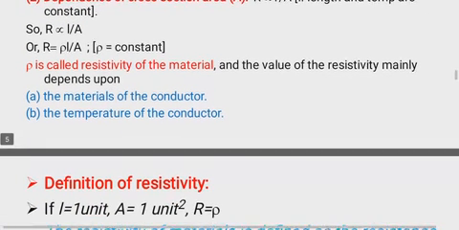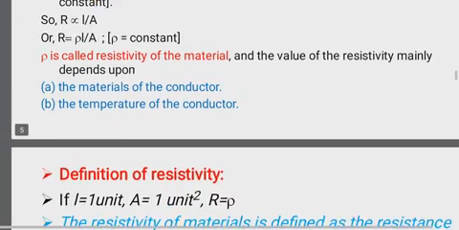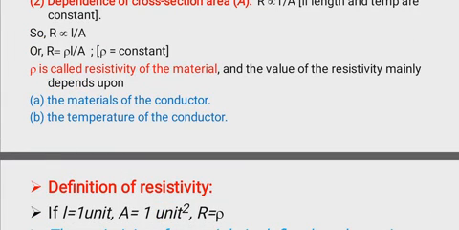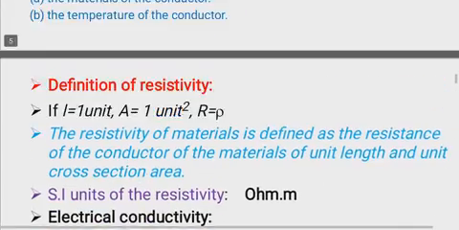Rho is called the resistivity of the material, and its value mainly depends on two things: one is the material of the conductor, and the other is the temperature of the conductor. When the length of a wire is 1 unit and the cross section of the conductor is 1 unit square, then the resistance offered by the wire is known as the resistivity of the material, R equal to rho. The SI unit of resistivity is ohm meter.